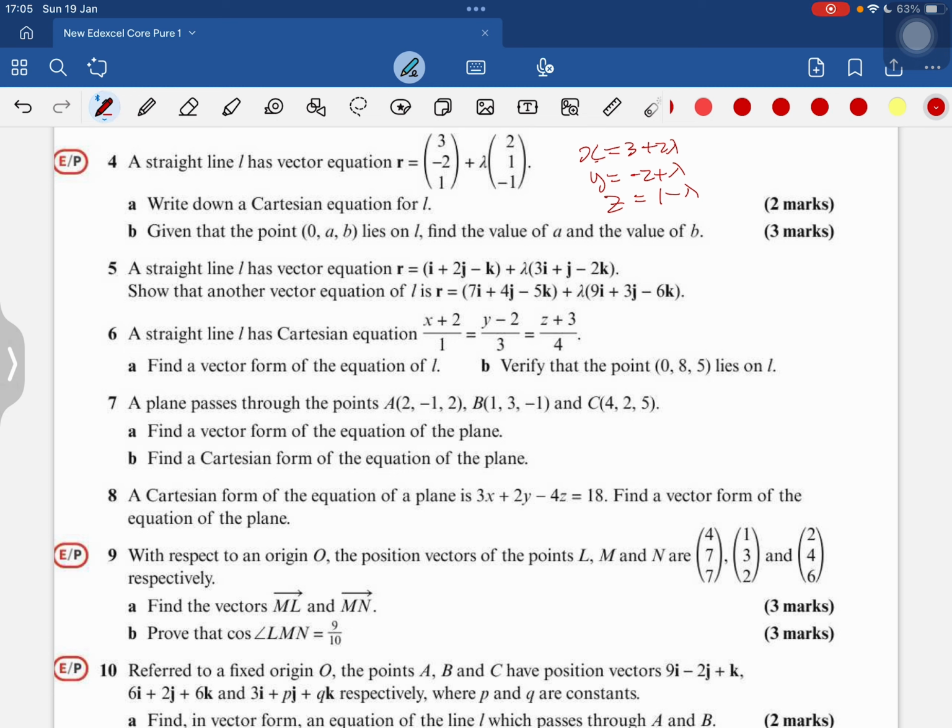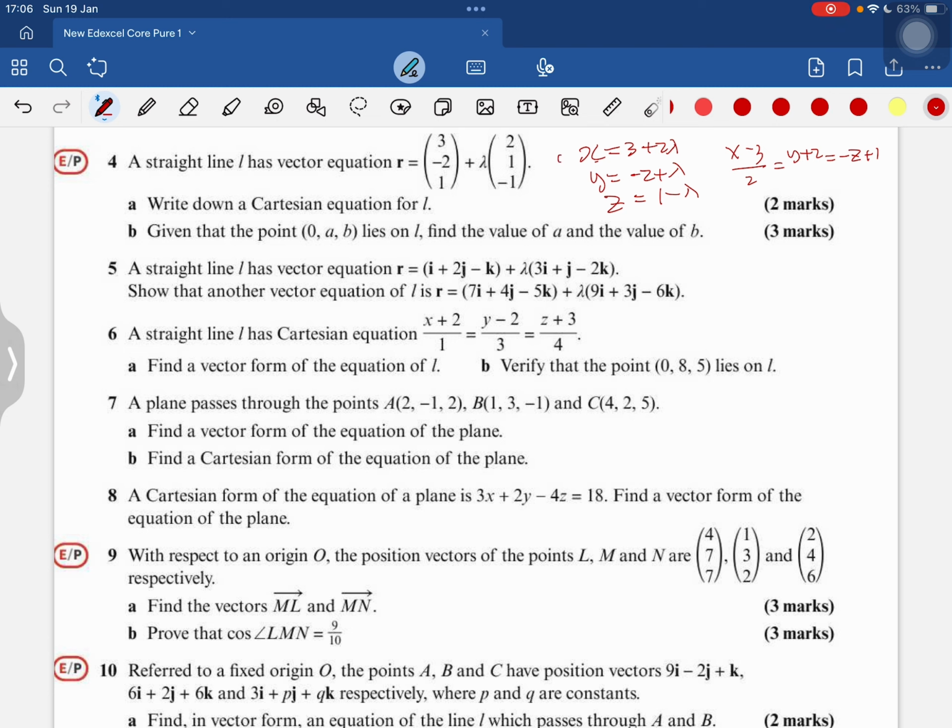So when we arrange them all with lambda as the subject, then (x minus 3) over 2 equals y plus 2 equals z minus 1 over negative 1. So this is all of them equal to lambda, so we can put them all together because they are equal. This is the Cartesian equation for the line L. And given that 0, A, B lies on L, find the values of A and B.